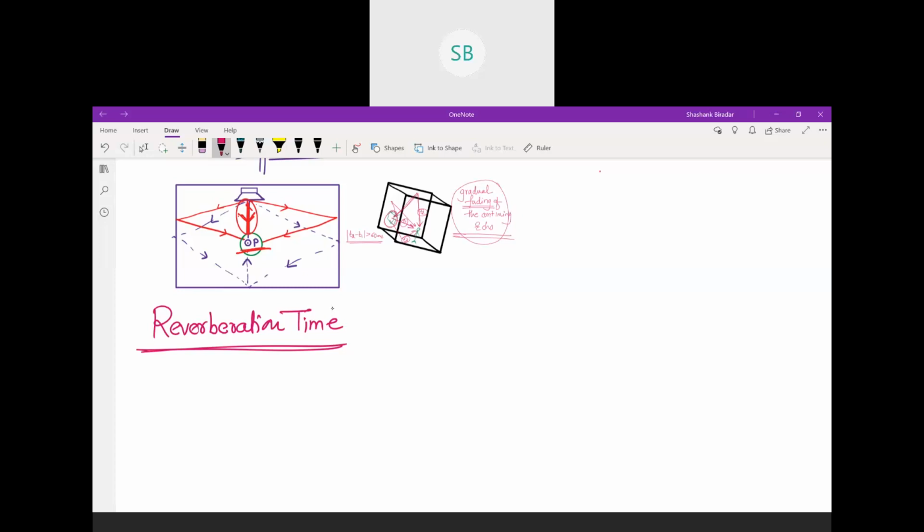to reduce from its initial value by how much? 60 dB below its initial value. So there is a sound energy, there is a certain initial value, and it falls 60 dB, or 10 to the power minus 6 times, below the initial value. This is your initial.